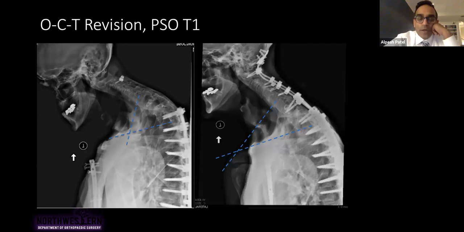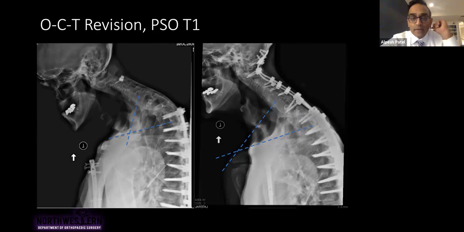I did a T1 PSO. In his case, I did take him up to the occiput, given the severity of his deformity and the fixed nature of it. Also, I just wasn't sure how much correction I was going to get, and I wanted to lock him into position.